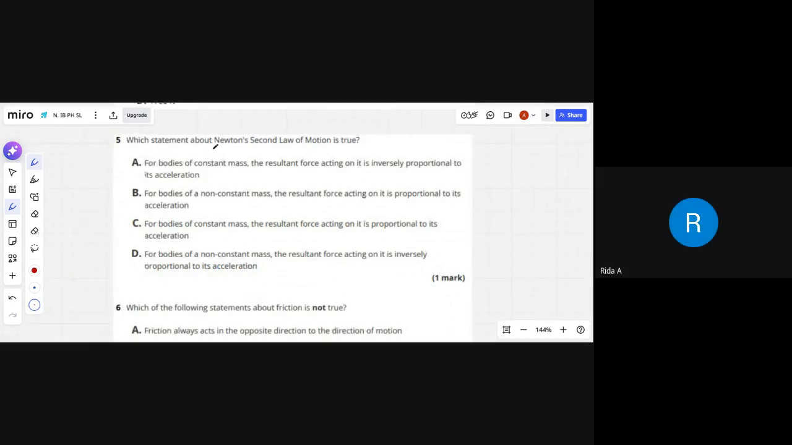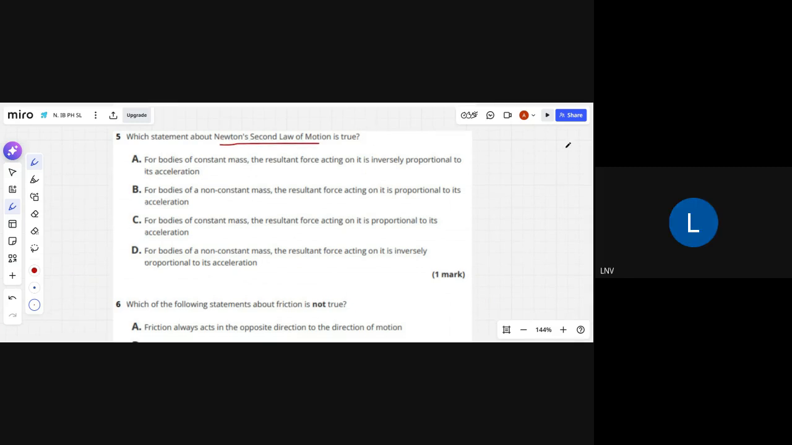So, which statement about Newton's second law of motion is correct? C. Yep, that's right. Excellent. Constant mass, resultant force proportional to acceleration, F equals ma.